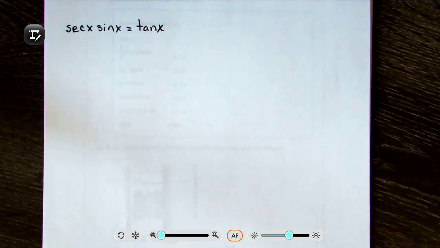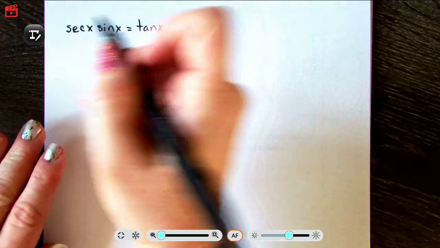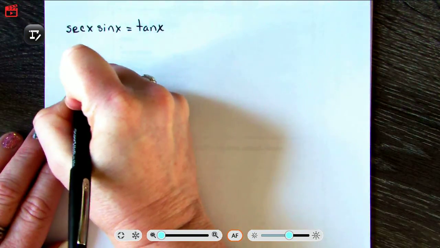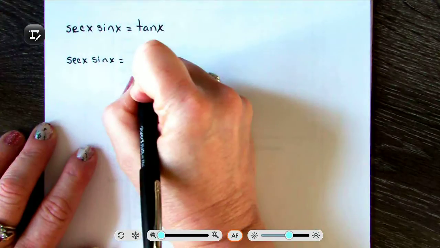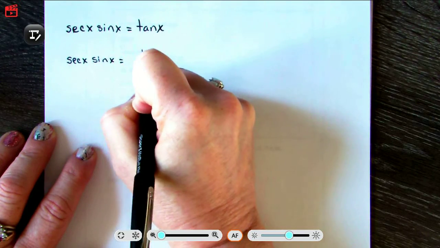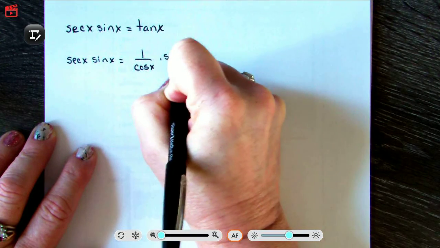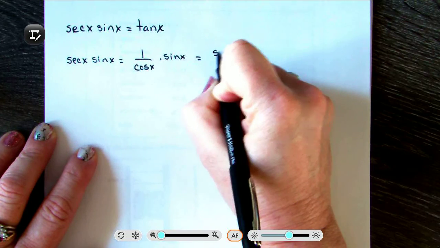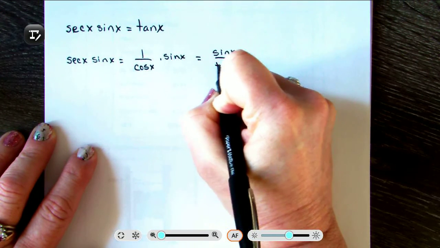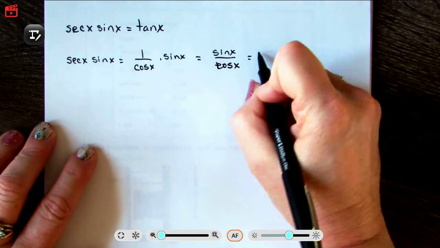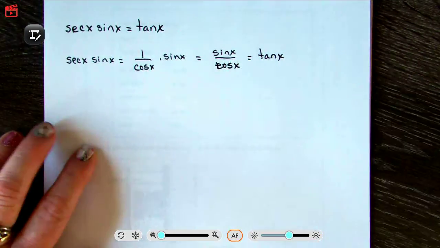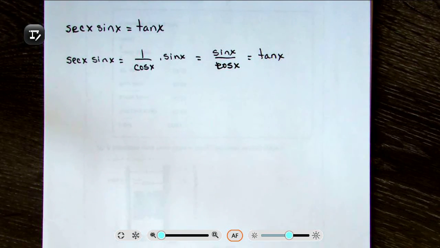So I want to start with the uglier side, the side that looks messy. Well, this has 2 terms, that has 1. So I'm going to start with this secant times the sine. I'm going to rewrite secant as 1 over cosine times the sine of x. Well, that's sine of x over cosine x. And sine over cosine is that tangent. Sometimes they're simple and easy. Sometimes they are a little bit more detailed.